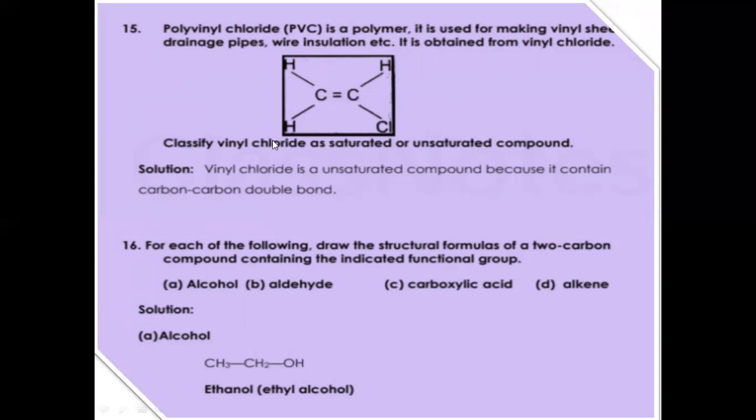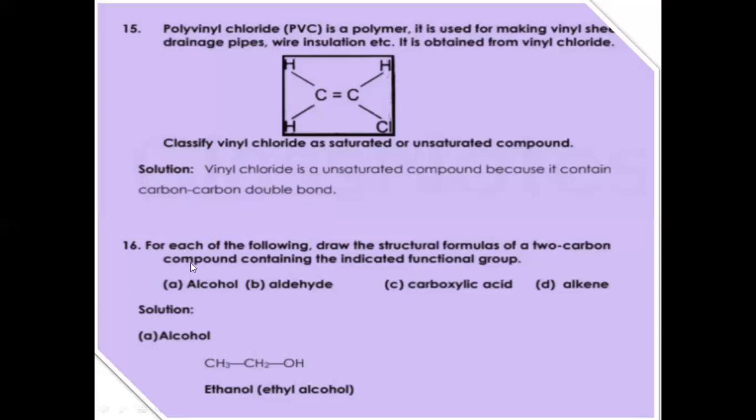So classify vinyl chloride as saturated or unsaturated compound. So what do you think? As carbon-carbon has a double bond, it is understood that all the alkenes contain a carbon-carbon double bond, and alkenes and alkynes are unsaturated hydrocarbons. So vinyl chloride is an unsaturated compound because it contains a carbon-carbon double bond.